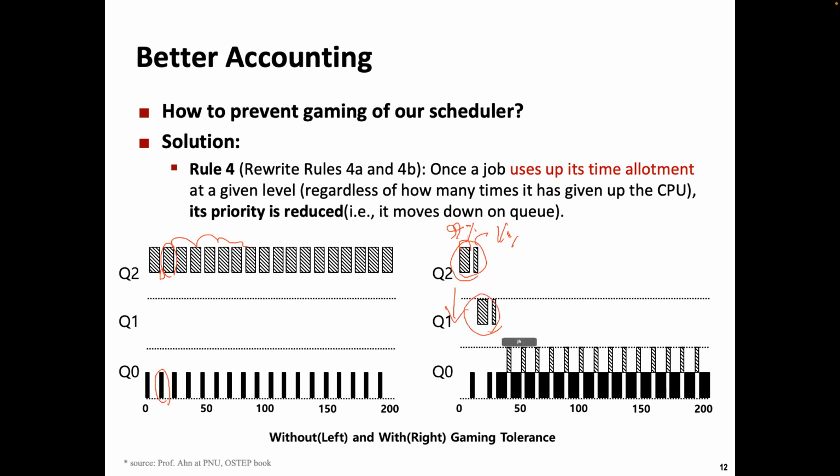Again, job B has to execute in this manner. So again, job B's priority is reduced to Q0. So then we could prevent this kind of gaming of our scheduler, so we could prevent this kind of bad behavior or trick. Okay.